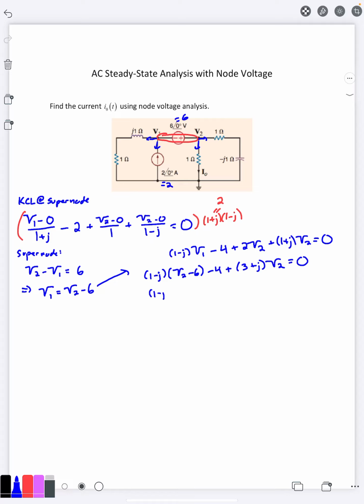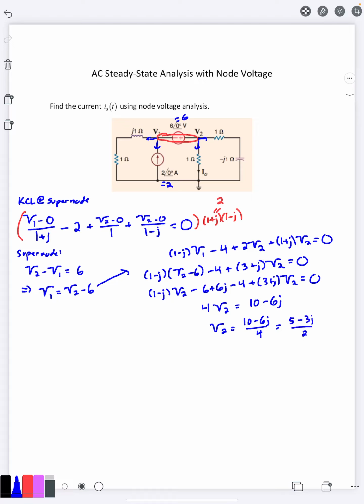Then I can distribute the 1 minus J in. 1 minus J V2 minus 6 plus 6J minus 4 plus 3 plus J V2. Combine the V2 terms together. That's going to be, it looks like 4, actually minus J plus J will cancel out, so it's going to be 4 V2. If I move everything to the right side, it's going to be 10 minus 6J. So then when I divide by 4 here, everything's divisible by 2, so I'd have 5 minus 3J over 2.